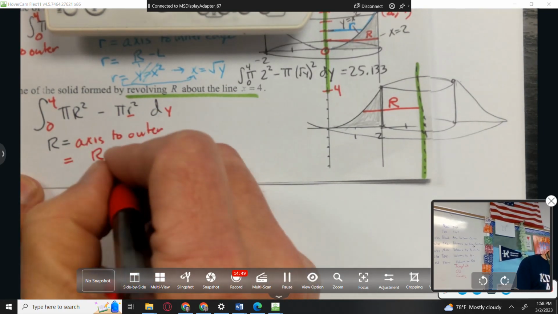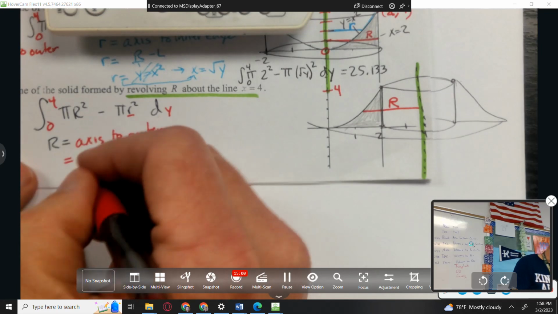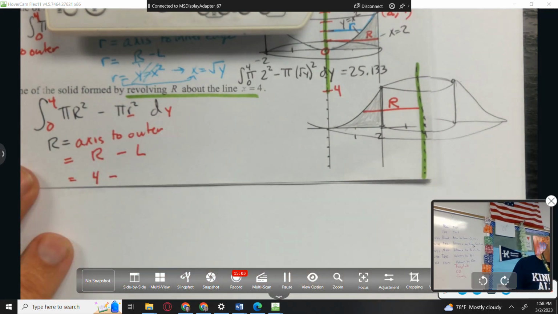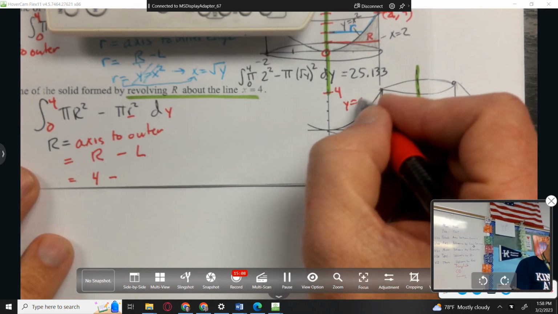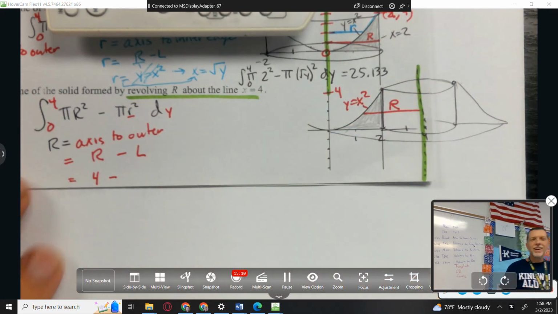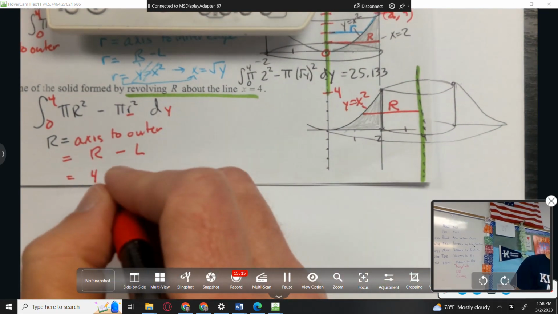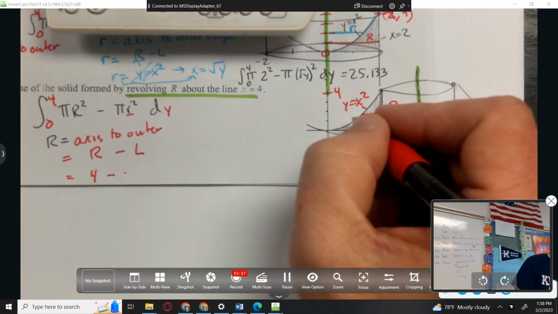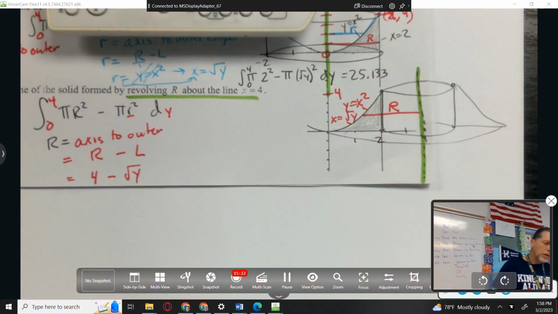I'm going to think about right minus left. All right, you want to find the length of something. Right minus left. Okay, go ahead. 4 minus... 4's the rightmost part. But x squared? Square root of x? Or square root of y? It's got to be in terms of y. So 4 minus... if we swap that around, that's x equals square root of y. 4 minus square root of y.